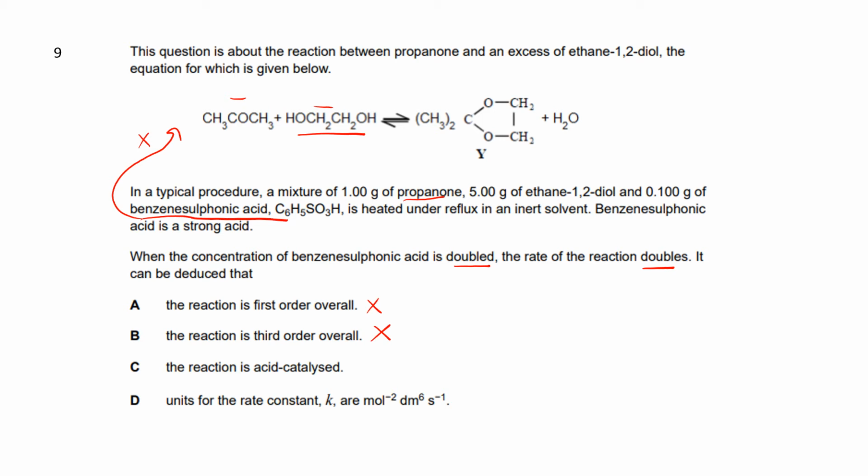The reaction is acid catalyzed. Well, it must be, because when the concentration of the acid is doubled, the rate's doubled. And it's catalyzed because the acid is not in the reactants. So question 9, the answer is C. We don't have enough information to work out the units.